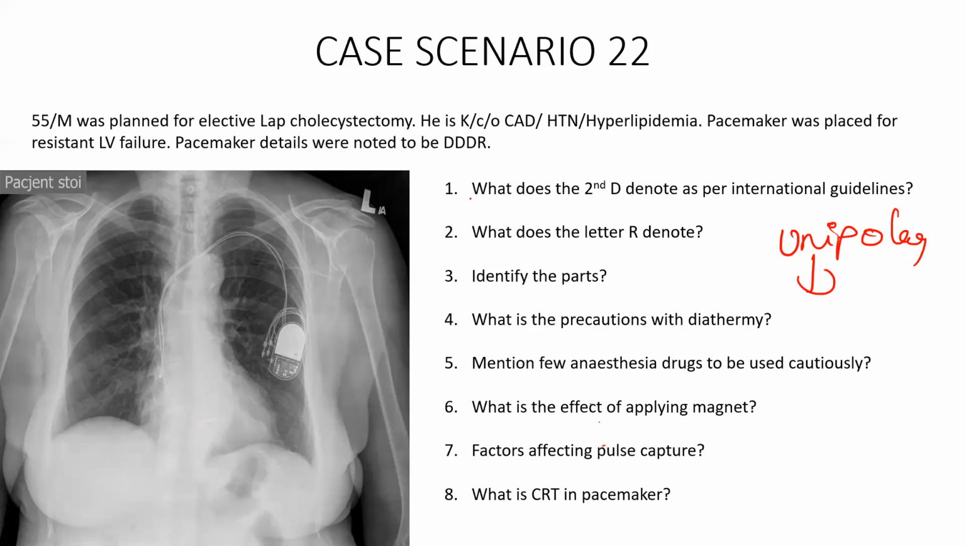What precautions do you take? Use it at least 15 centimeters away from the pulse generator. First thing. Then use it in frequent, short bursts. One burst should last 1 to 2 seconds continuously, and between bursts there must be a gap of at least 15 seconds.